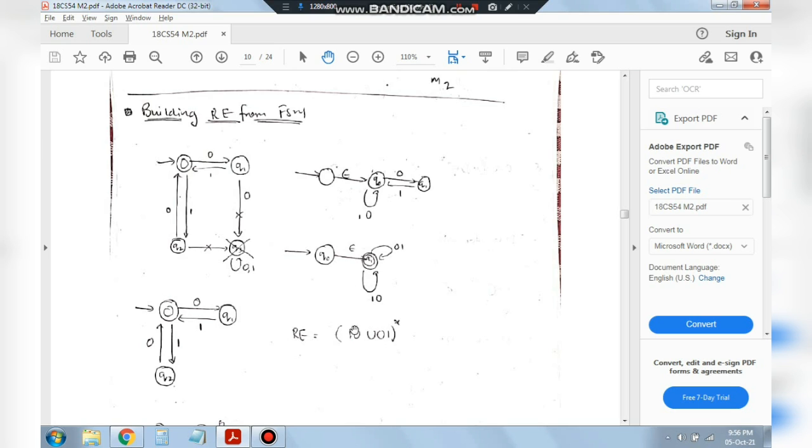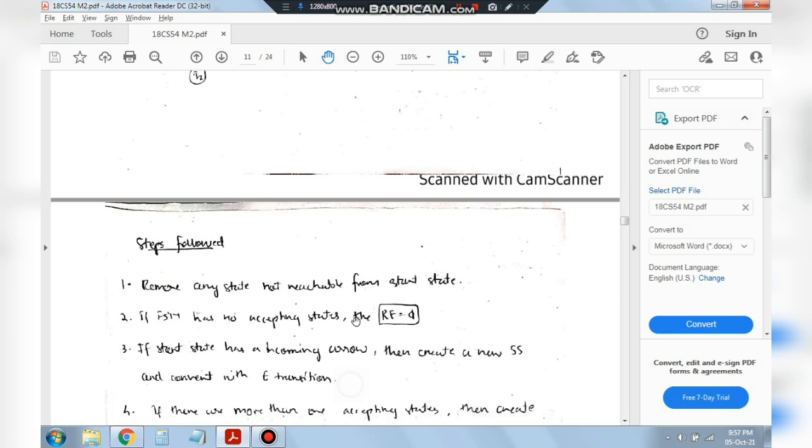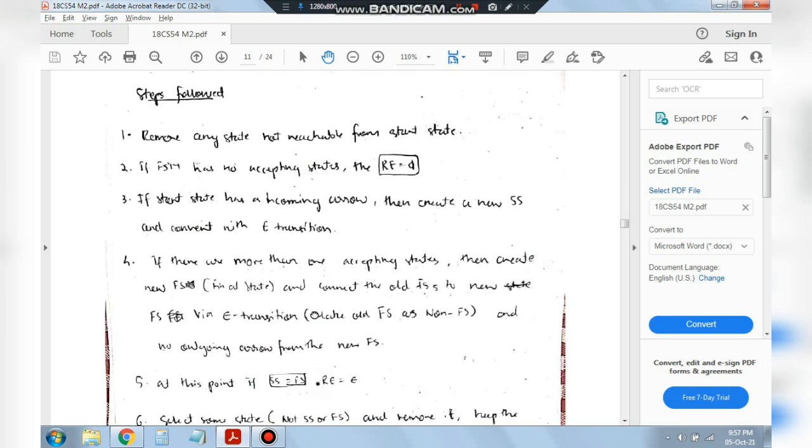Now making the regular expression from this, it's pretty simple, because either the final state will have 1 0 or 0 1. Therefore we'll write 1 0 union 0 1, and this can be repeated n number of times, so therefore I'll have a star here. Okay, this is the basic method of building regular expression from finite state machine. So these are the steps followed. If you want, you can read this one.